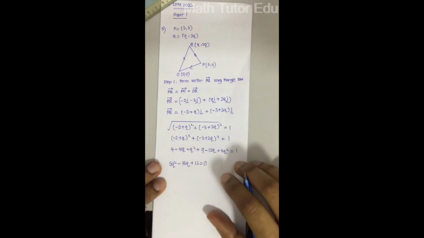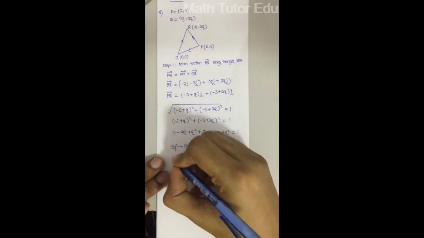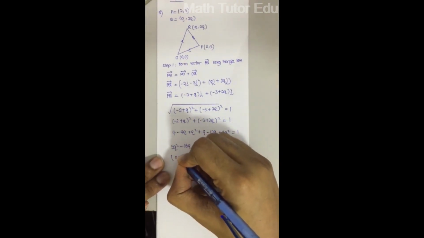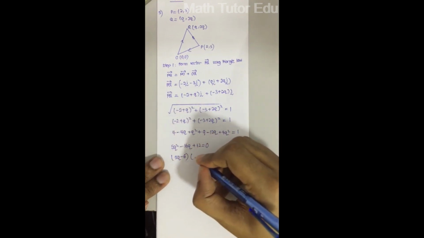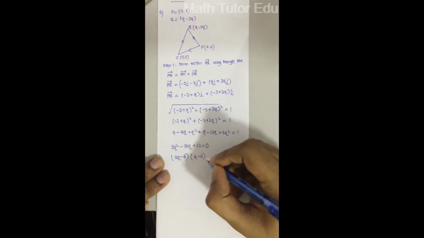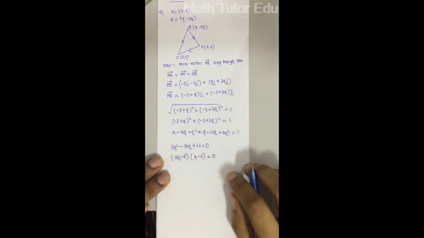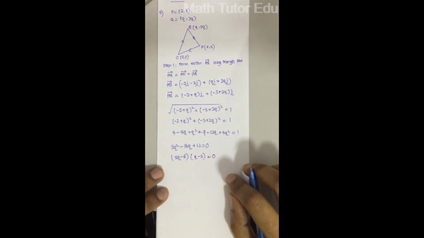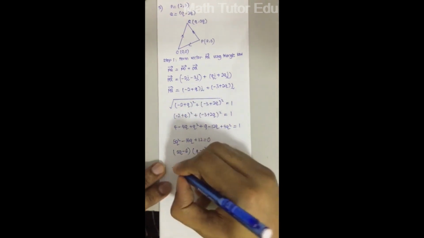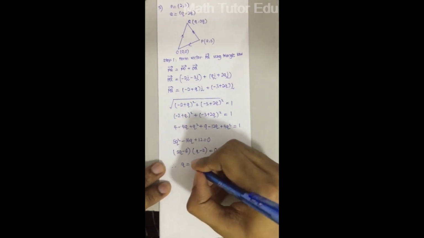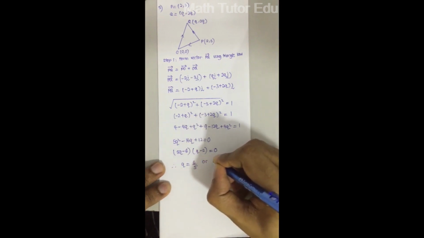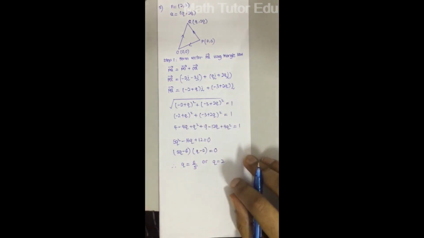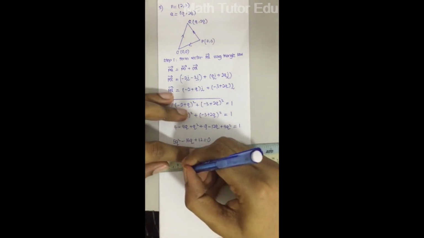From here you perform the factorization. So you get (5q - 6)(q - 2) equals 0. Okay, we are very close to our final answer. So from here your q is equal to 6/5, or your q is equal to 2. So this is your final answer, guys.